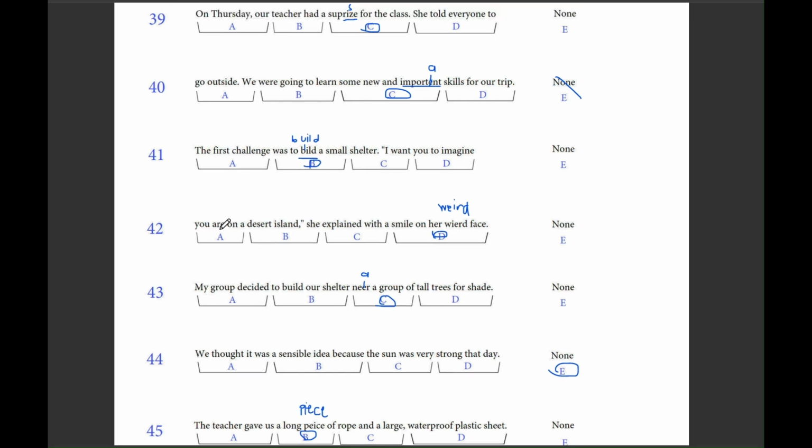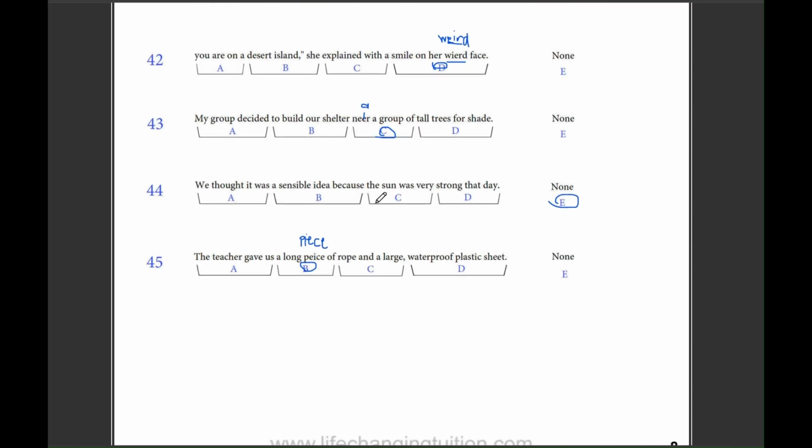Question 42. Spelling. In this sentence, quote, with a smile on her weird face, close quote, we need to find the spelling mistake. The answer is D, weird. Now, why is D the answer? Because the correct spelling, as many of you might know, is actually weird. It's a tricky one. Moving on to question 43, also a spelling question.